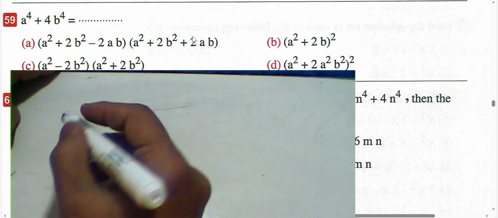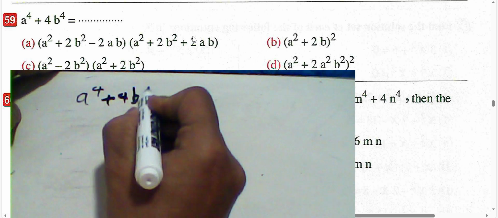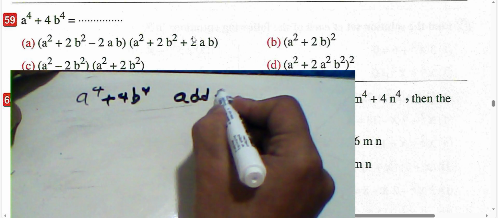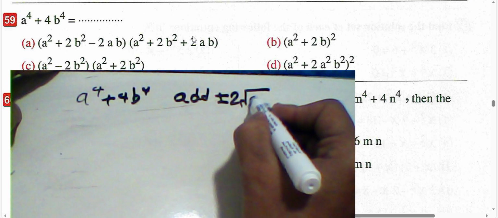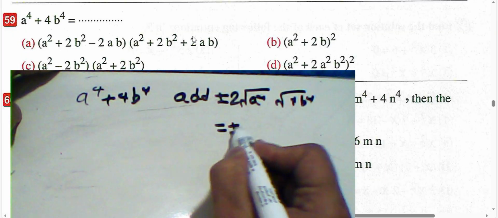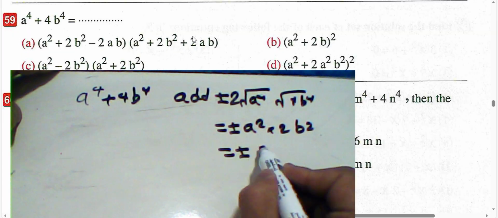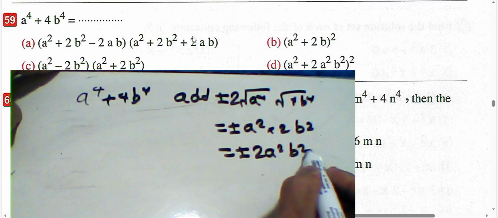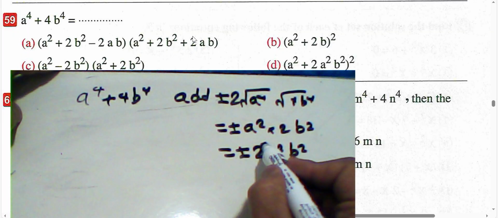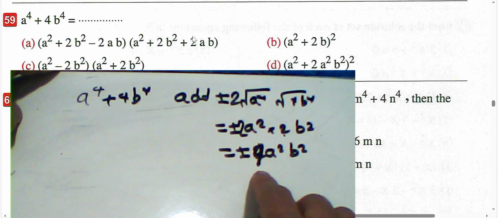Okay, we want to factorize the expression a⁴ + 4b⁴. We must add positive or negative 2 times the square root of the first times the square root of the third. Right? Positive or negative a² times 2b², which is 2a²b². You must add this, but 2 times 2 is 4. So we must add positive or negative 4a²b².